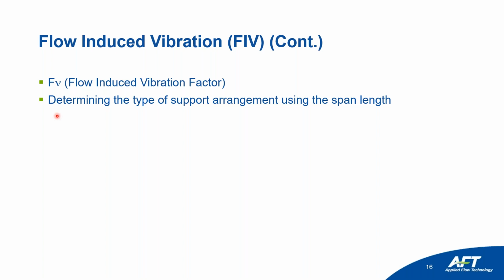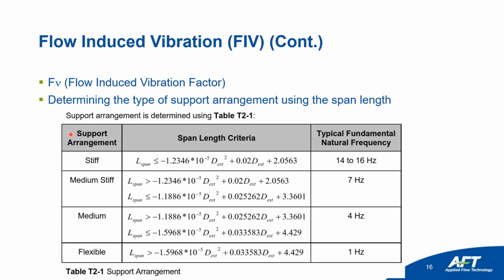So the remaining factor to calculate the LOF for flow-induced vibration is FB. First, we determine the type of support arrangement using the span length. Here's a table provided by the Energy Institute for the calculation of the support arrangement. It qualifies your support arrangement, whether it's stiff, medium, or flexible. This determines the natural frequency range for your system.